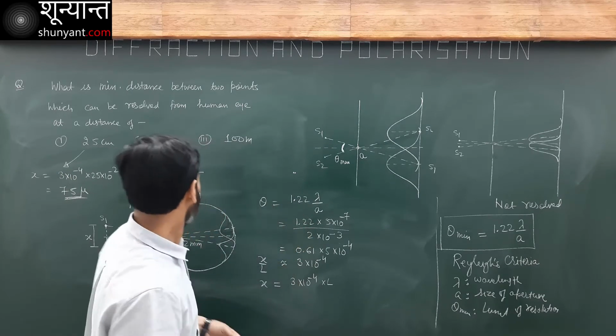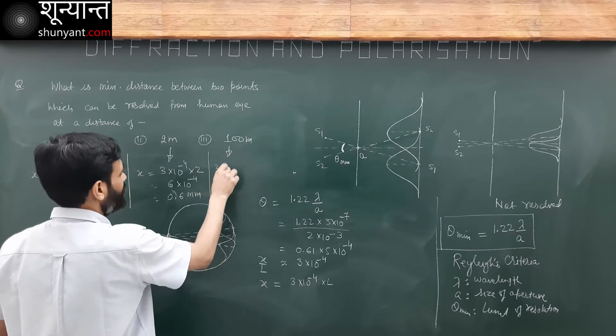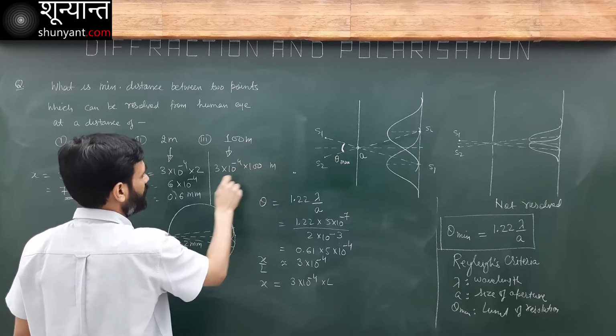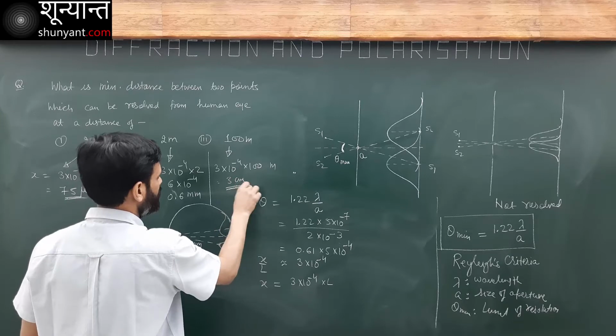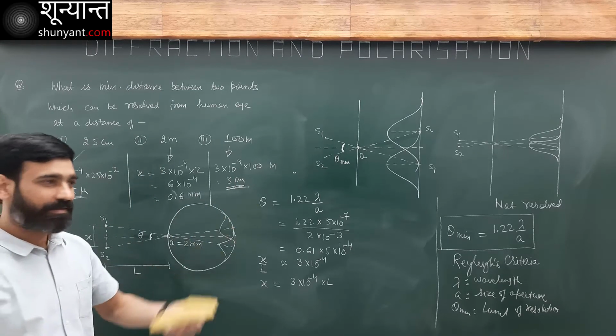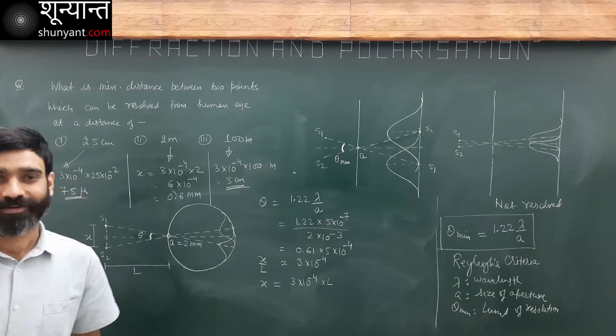Then in the third case, this is 3 times 10 to the minus 4 into 100 meter. So this will be equal to 3 centimeter. The distance increases, the separation should also increase. The theta should remain the same. Think about it.